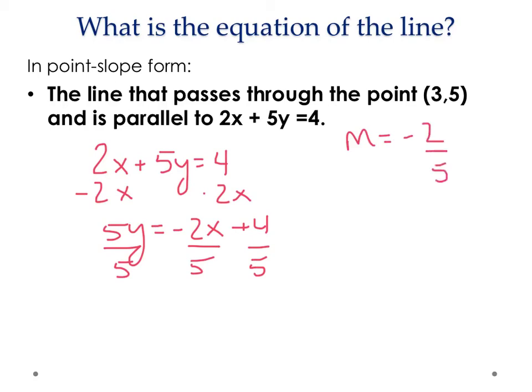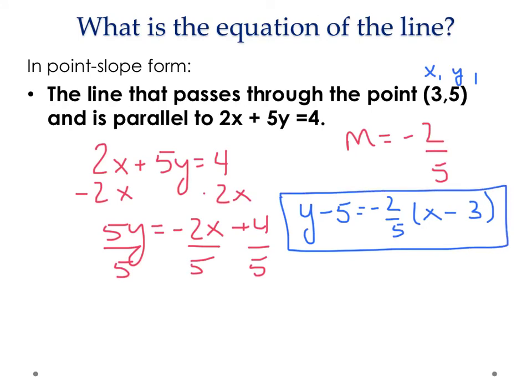So since this line slope is negative 2/5, my new line slope will be the same because they're parallel. So putting this in point slope form, here's my point, there's my slope. So I'll have y minus y1 equals my slope times x minus x1. And there is the new line that is going to be parallel to that one and through the point 3,5.